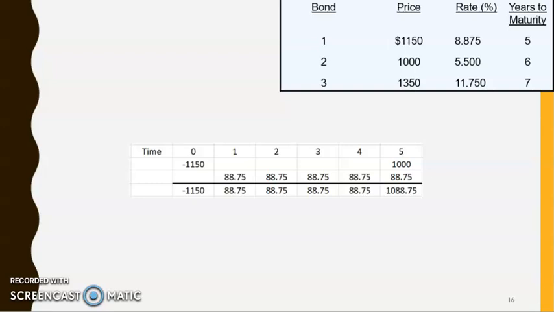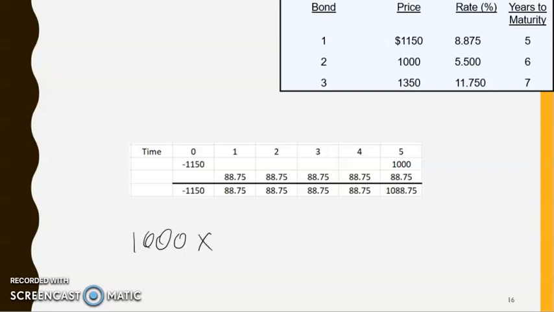Now, to buy that bond, you need to pay $1,150. So it would be the cash flow for now. But after that, you are going to get for 5 years 8.875% on the par value. That is $1,000 for 5 years. So the interest that you will get each year would be 88.75. Remember, you get that interest on the principal value, the first value that you paid, that is $1,000.